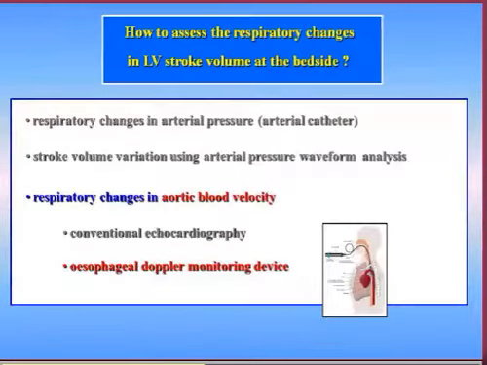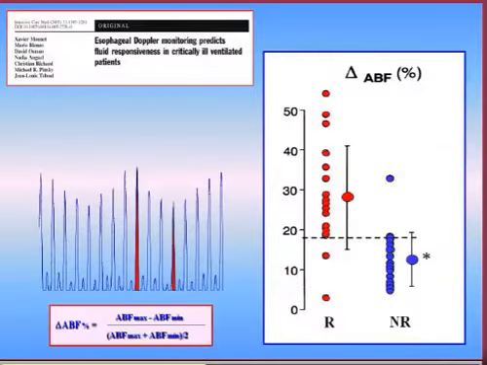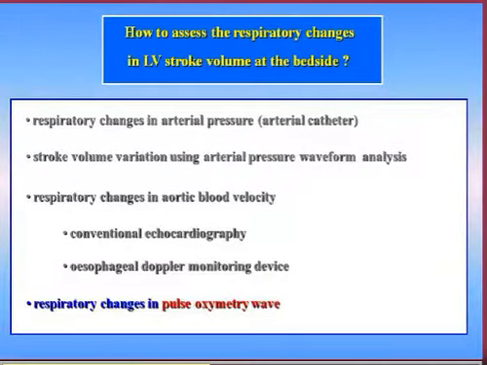We can also use an esophageal Doppler monitoring device. And with Xavier Monnet, we proposed to measure aortic blood flow variation using another device, the HemoSonic device. And we also found that responders to fluid had a higher aortic blood flow variation than patients who will not respond to fluid. We can also use maybe change in pulse oximetry wave.